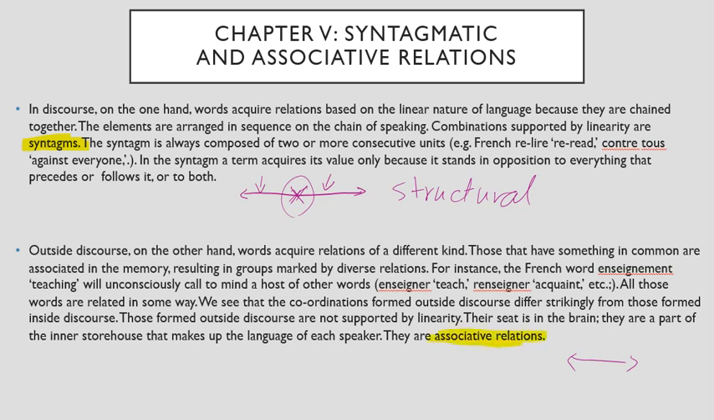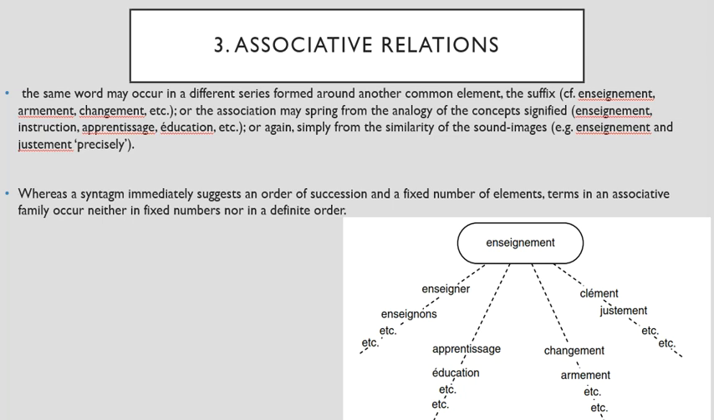So we can say that while syntagm is a line, associative relations are basically chaotic. They can go in different directions like this. Maybe it's a circle, we can say. I have a diagram that will illuminate this more in the next slide.